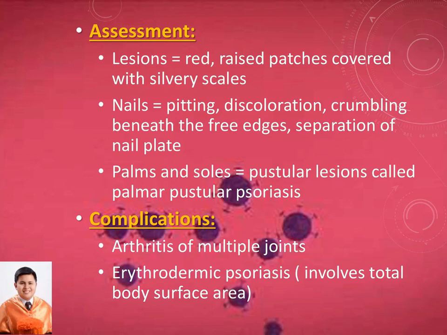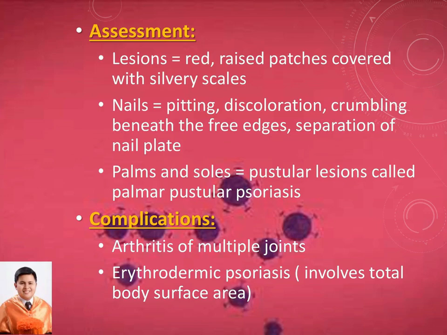Assessment data for clients with psoriasis. Presence of lesions which are described as red, raised patches covered with silvery scales. The nails of these clients are pitting, discolored, crumbling beneath the free edges, and usually separated from the nail plate. Lesions may also be present on the palms and soles, termed as pustular psoriasis.